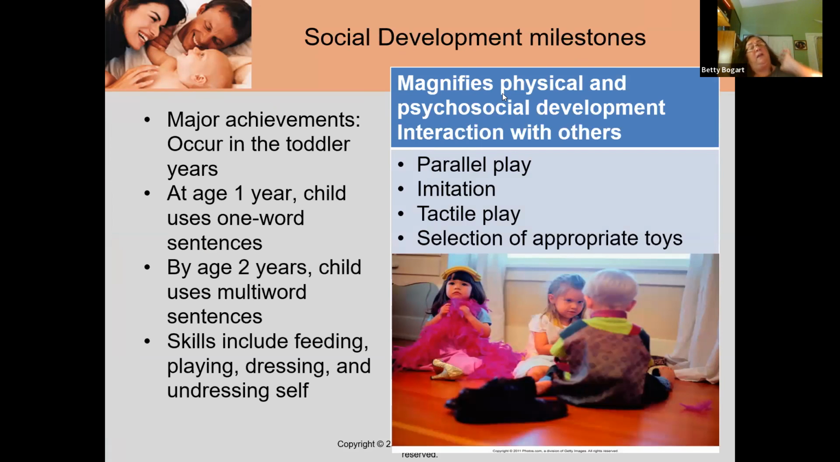So social development, we know that by age 1, a child should know mommy, daddy, something, a one-word sentence. By age 2, the child can ask more, like apple juice, or go outside, little things. And then they start to build upon that. They're going to be feeding themselves, playing by themselves, trying to dress, and of course, trying to undress, and you should allow them. And of course, we know play is so important, and making sure they have good toys.